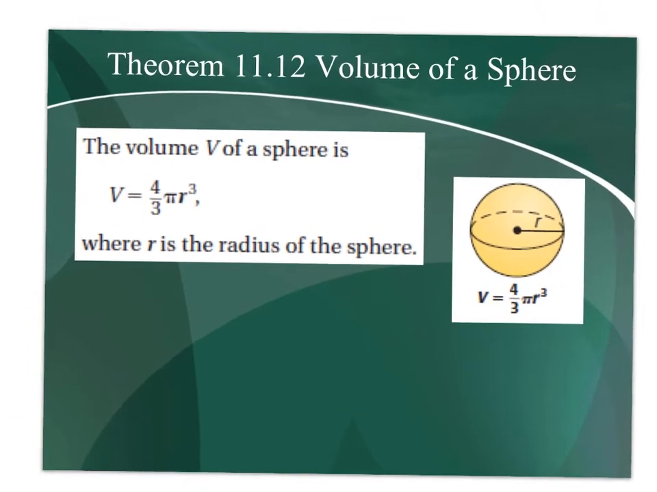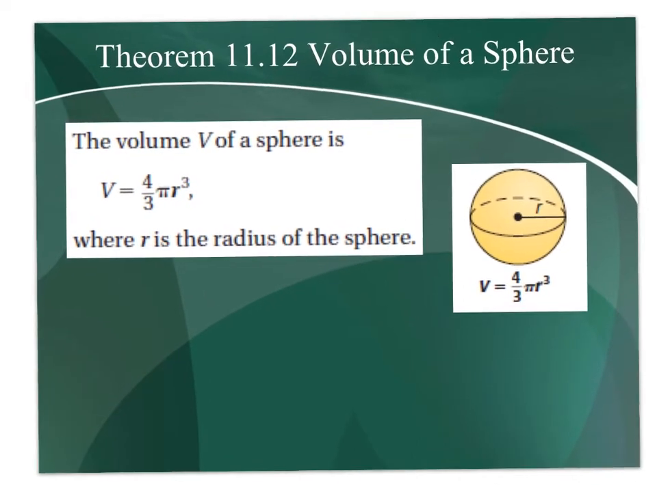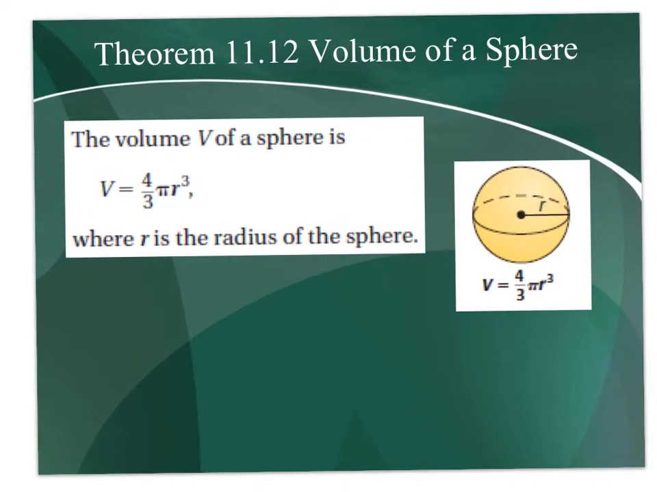Volume is 4/3 pi r cubed. So two changes here. One, I divide the 4 by 3. And the second is instead of squaring the radius, I raise it to the third power. So whatever the radius is, I multiply by itself 3 times.